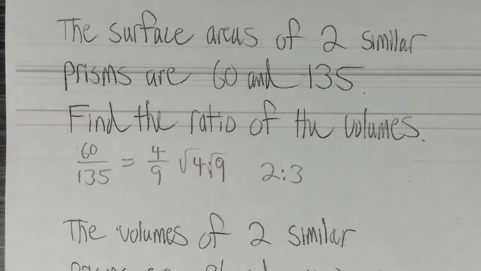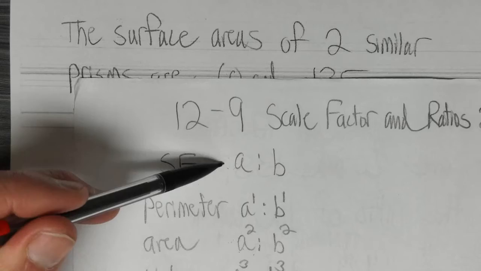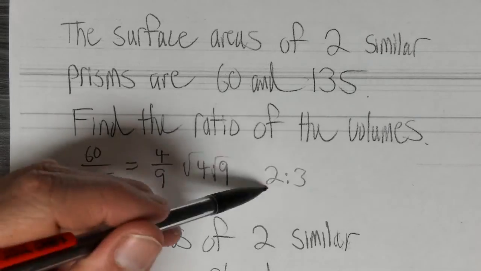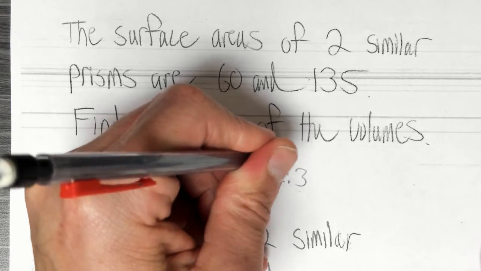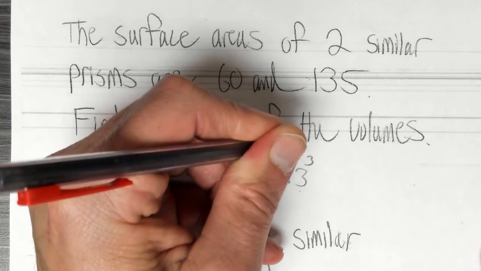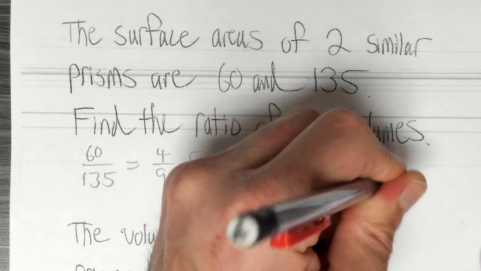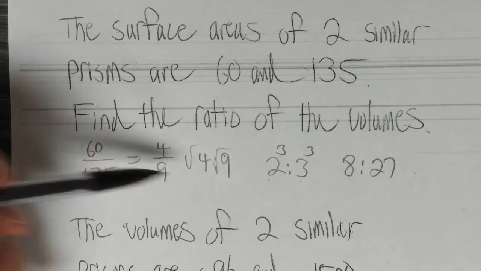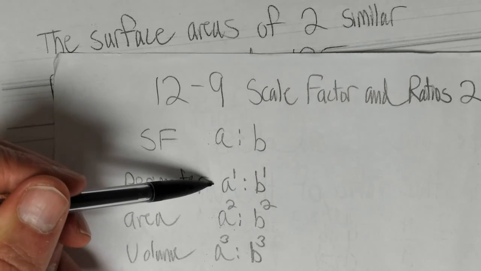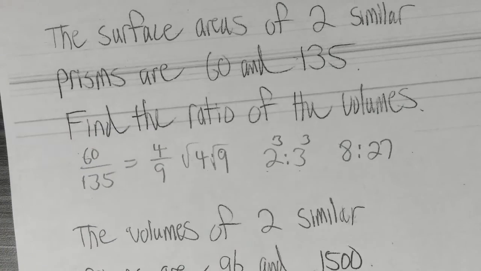So once again, since this is surface area, it's already second power. I've got to square root it down to 2 to 3. And then to take it from first power to volume, I got to raise it up to the third power. And so that makes my answer 8 to 27. Like I say, since this is the ratio of the surface area, it's already squared. I got to square root it back down to first power and then cube it back up to third power to actually get the answer.